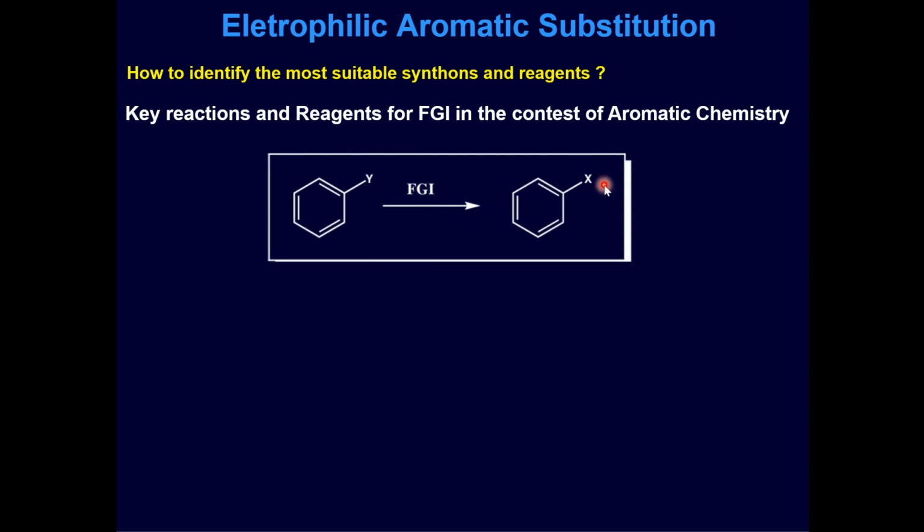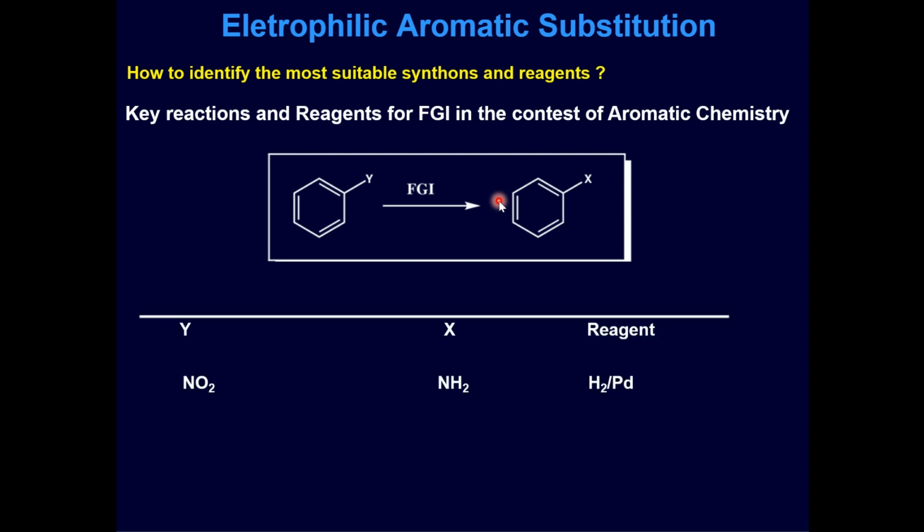I want X, I cannot directly add. That's why I add first Y and then convert into X. If X is NH2, I cannot add it directly to the benzene ring system. That's why first I will add a nitro group, then reduce it by using hydrogen and palladium, and I'll get the amino group. Functional group interconversion is necessary in many of the cases when directly the functional group cannot be added to the particular system.